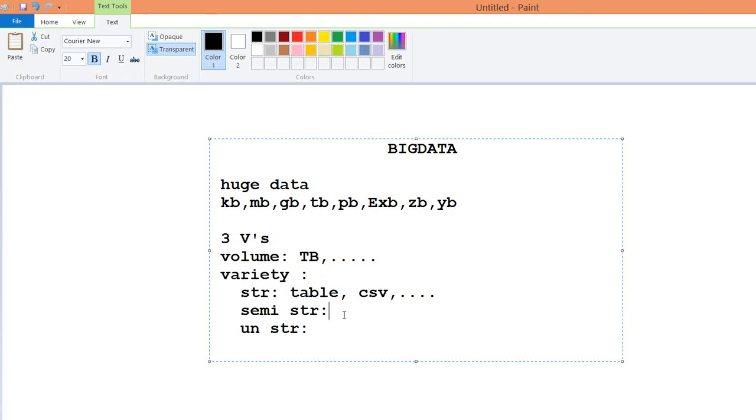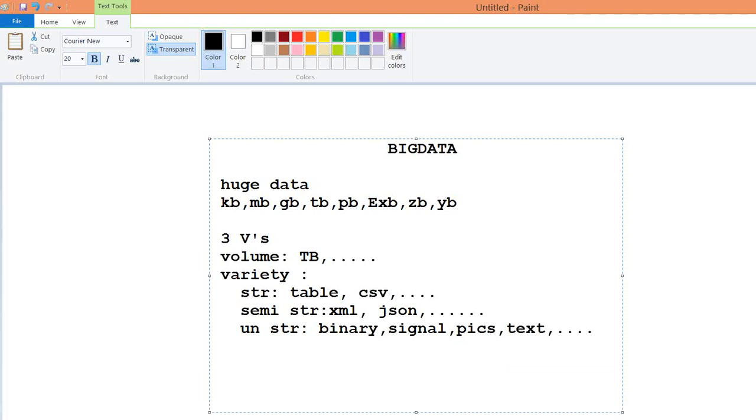With semi-structured data, some part of the data is structured and some part may be unstructured, like XML files and JSON files. Different formats are there. Next is unstructured data, a very huge amount of which is coming into the market right now. It can be binary data, signals, movies, pictures, and even normal text. Nowadays, more than 80% of the data coming to the servers is unstructured and complex data.